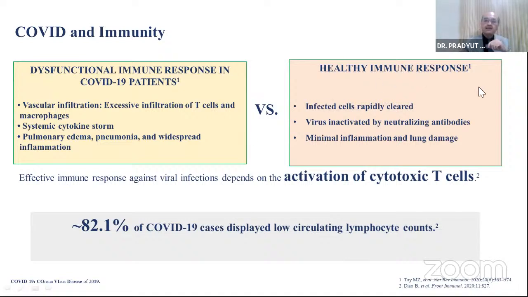Versus a healthy immune response, what happens whenever the virus infects the cells? This virus, in a healthy immune response, is inactivated by the neutralizing antibodies produced by the immune system. And these viruses, which are neutralized or inactivated by these antibodies, are immediately taken up by the macrophages and rapidly cleared off, therefore resulting in very minimal inflammation and lung damage, unlike in the dysfunctional immune response.